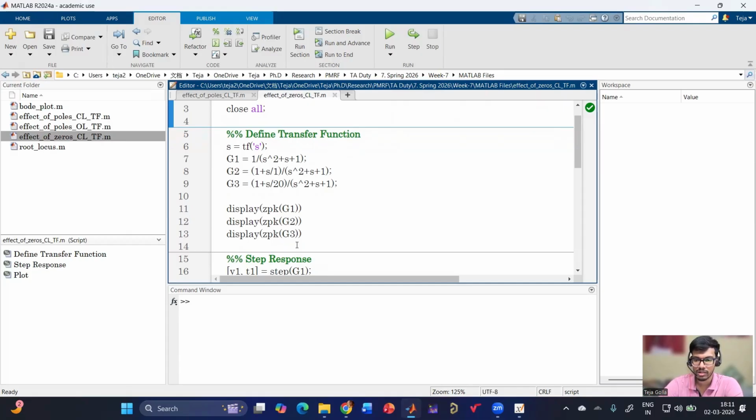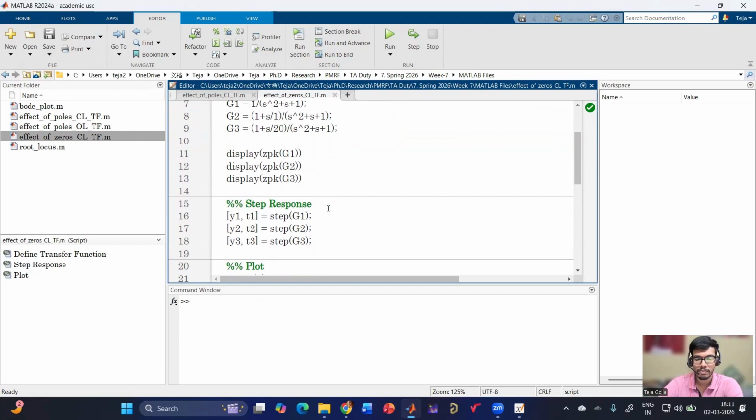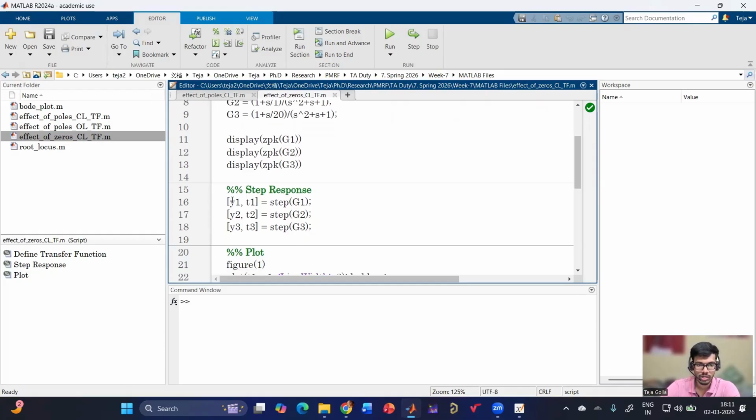We can see the transfer functions in the command window. Then, how to get the step response? There is a command called step. If you use this step command, it will give the data: Y is the output response and T is the time. So I'm calculating the step response of G1, G2, as well as G3. The data is stored in Y1 and T1, Y2 and T2, Y3 and T3.